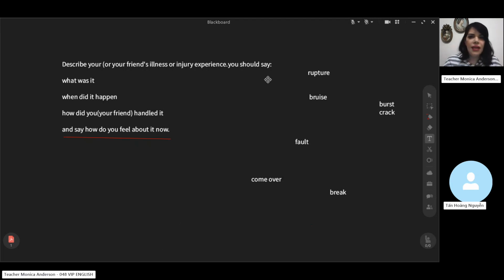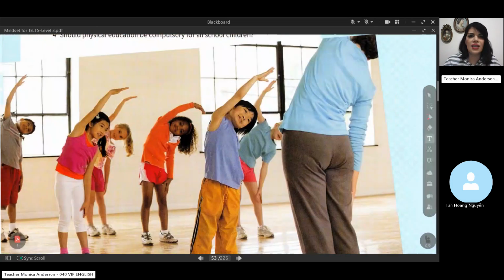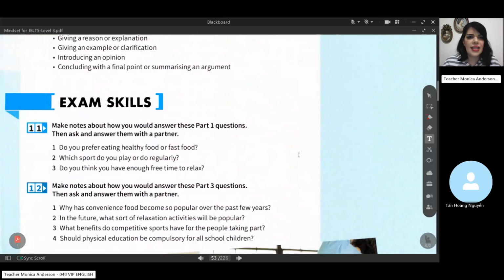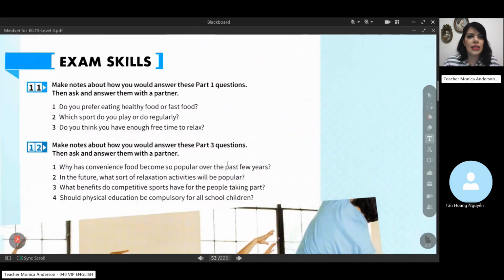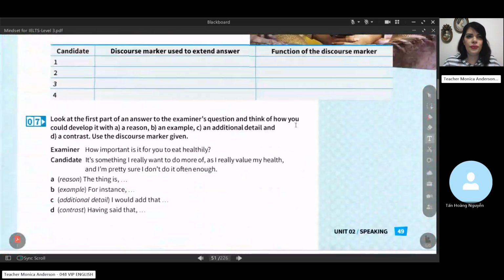Now let me open the book. I think we have speaking part 2 here. I'm going to focus on it. That's really important. Part 2.